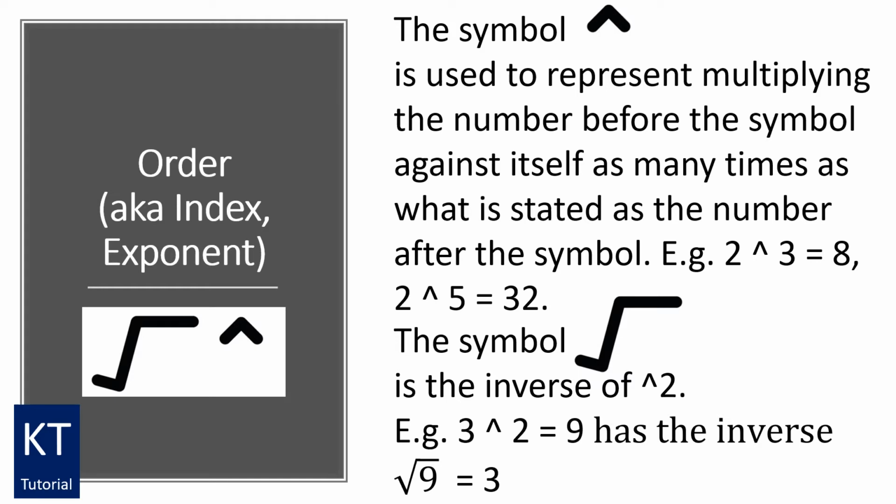The symbol square root is the inverse of a number with the order of 2. For example, 3 to the order of 2 is 9. Therefore, the square root of 9 equals 3.